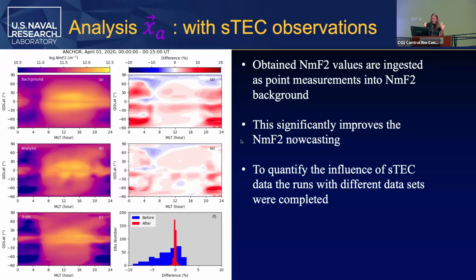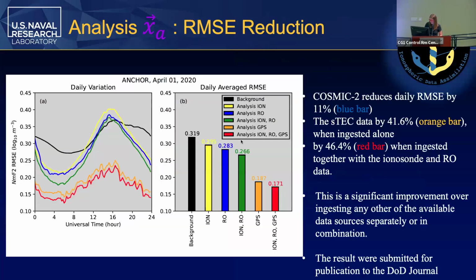So we only extract the NmF2 parameter from the ground-based slant TEC data, and then we ingest it in the same sense as all of the other points, but only for the NmF2 values. Again, here we start with the background, and I'm showing the percent difference with the truth on the right, and the analysis has way smaller percent difference from the truth. We are improving, which is good.